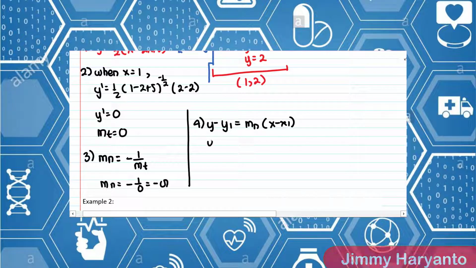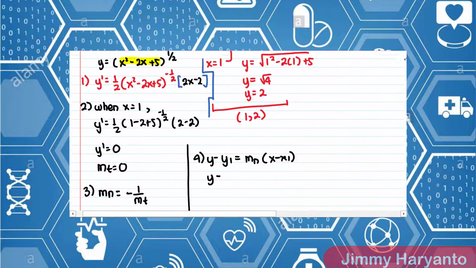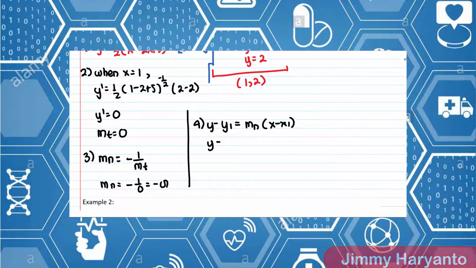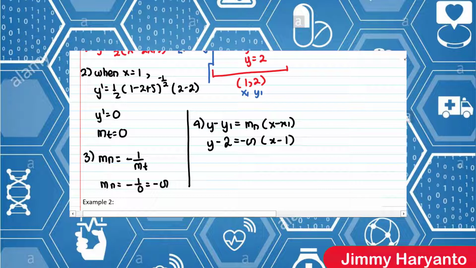So for this one, this is x1 and y1. So y minus 2 equals the gradient of the normal, which is infinite, times x minus x1, which is 1. If I move this infinite to the right side, it will become division, and then x minus 1 becomes 0, so x equals 1. So this is the equation of the normal.